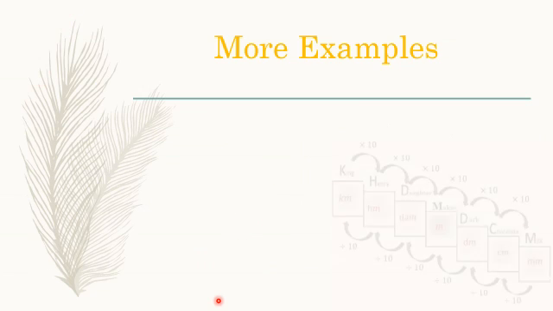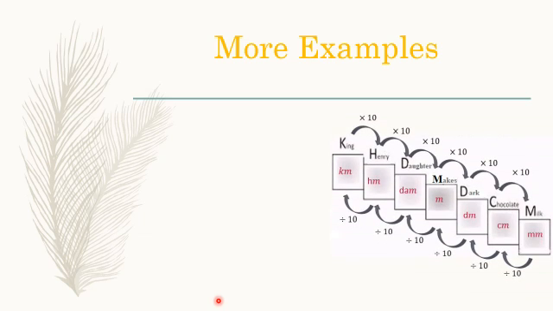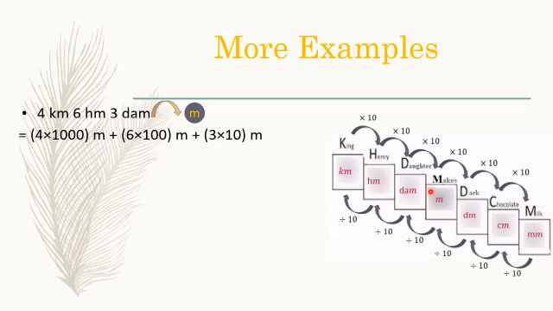More examples in the same way by using the metric unit system. We have 4 kilometer, 6 hectometer, 3 decameter. It's equal to what in meter? First one is 4 kilometer. Kilometer is here. I'm going to reach meter. I have to move 1, 2, 3 steps downward. So I multiply the 4 by 1000.